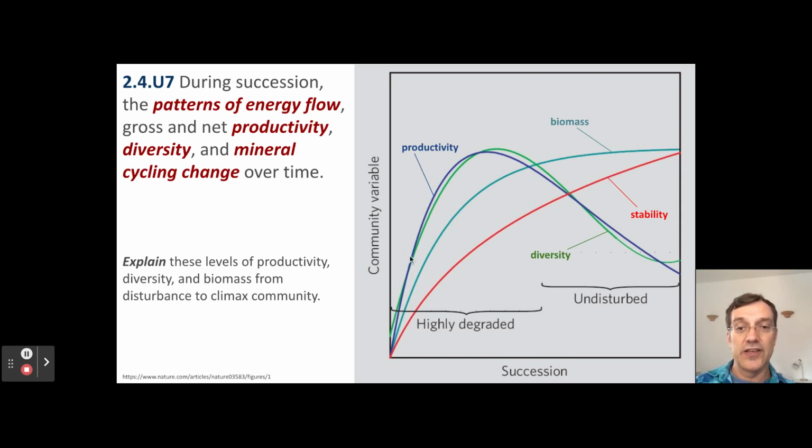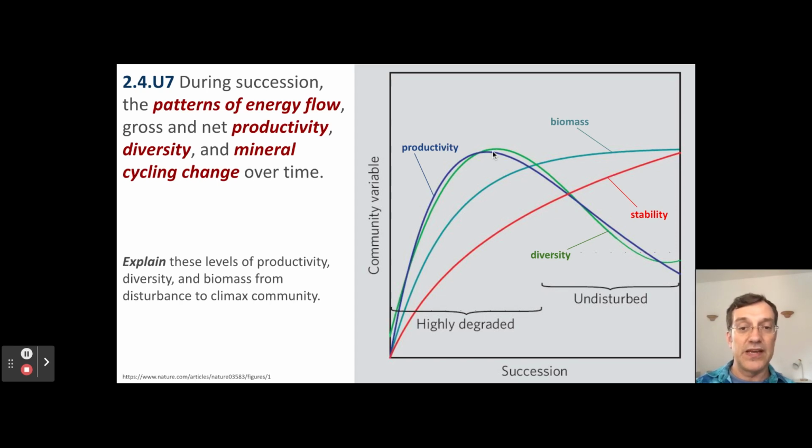Initially you have this explosion in productivity and diversity as your pioneers and your intermediate species establish themselves, and you get higher levels of biodiversity in a site. Then the levels of productivity begin to fall, as does the diversity, because at this point your intermediate stage species have moved in and they've outcompeted the pioneers. So the pioneers have now died off. The longer the site remains undisturbed, the higher the amount of biomass and the greater its stability. So the diversity may decrease and the overall productivity may decrease.